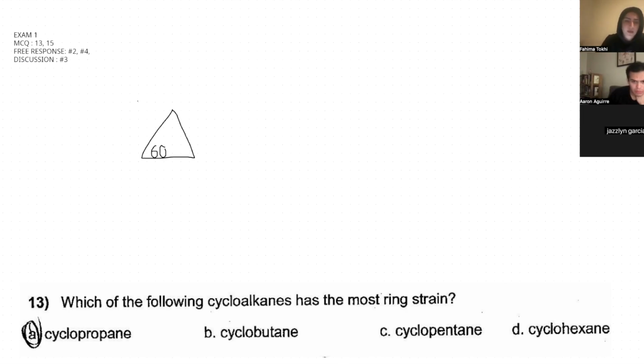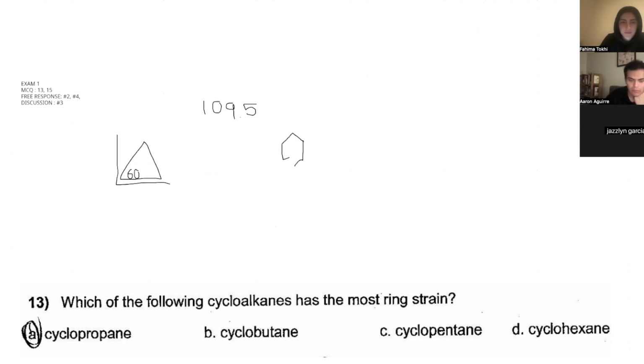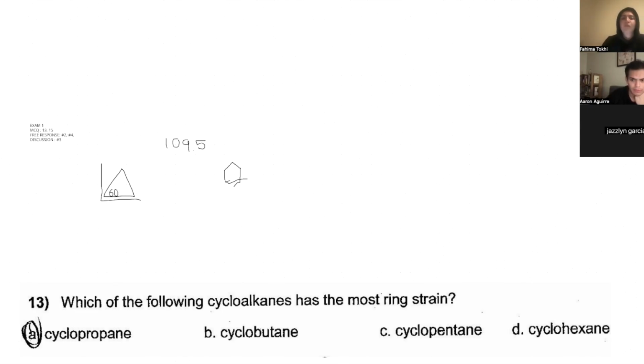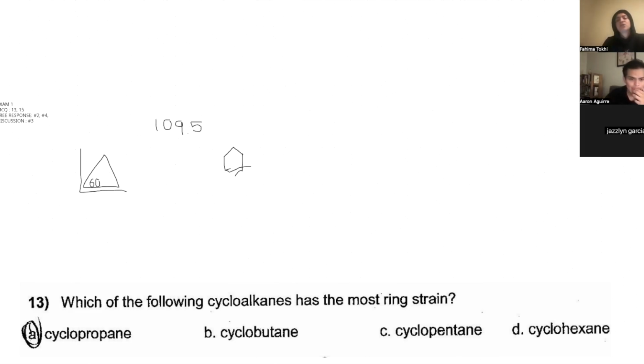You have to draw the whole axis thing. But basically 60 degrees is the furthest from 109.5. That's your ideal number. And then cyclohexane has a bond angle, angle strain, I think, of 120. And it's because 120 is the closest to 109.5 out of all of them. Cyclohexane has the least ring strain, the nicest one.